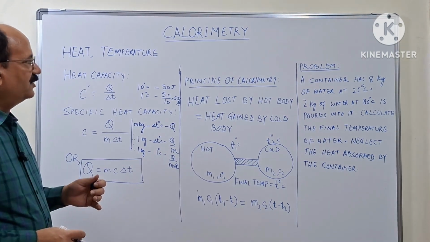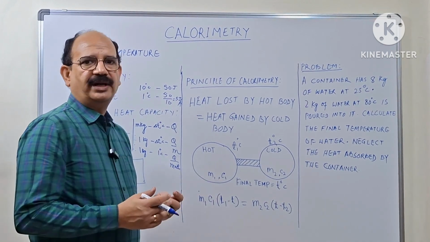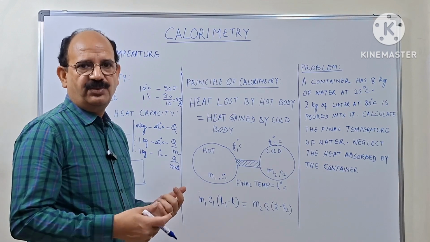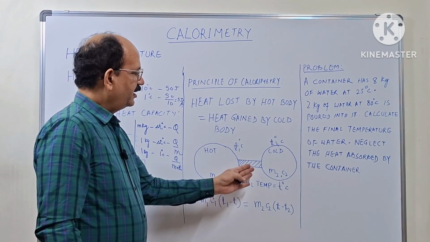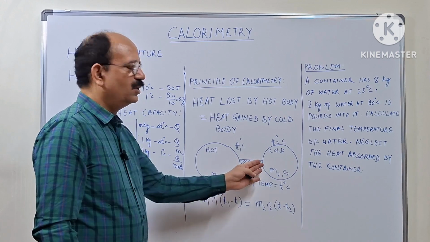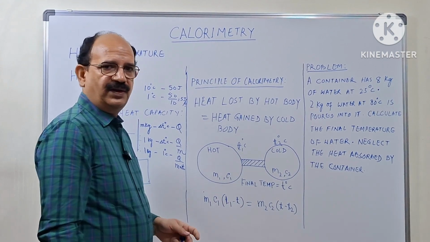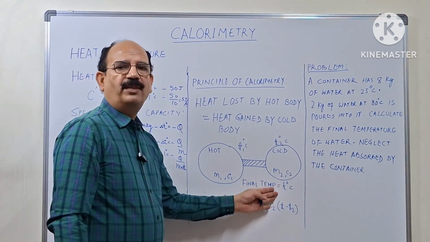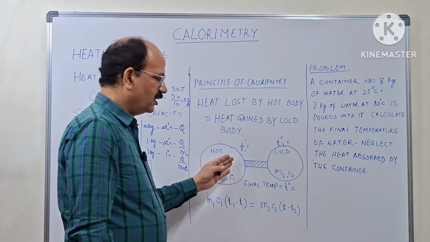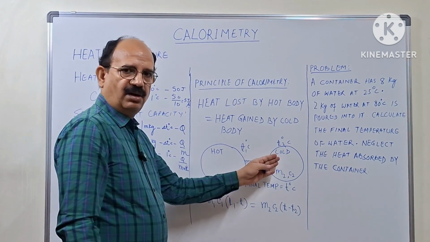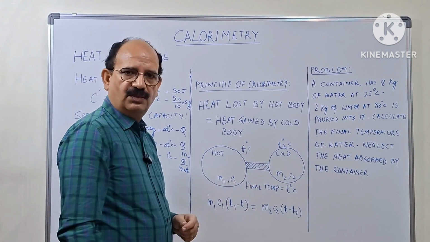Now let's talk about the principle of calorimetry. It's very simple. You bring in contact two bodies which are at different temperature. One is hotter, another is colder. There is a thermal conducting material through which these two bodies are connected. So heat will flow from the hotter body to the colder body. And finally, they will reach a common temperature which is T degrees Celsius. It means the hotter body will get colder, colder body will get hotter, and finally they reach a final temperature which is T degrees Celsius for both bodies.